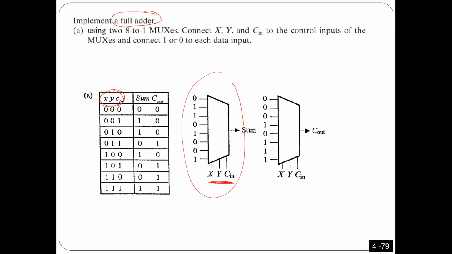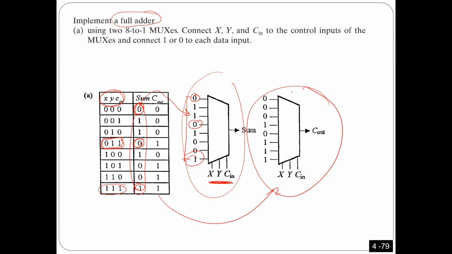Is that okay? And then, as you see here, I'm just going to copy this one and put it here. So when the input is 0, 0, 0, I want to get 0, so I'm going to put 0 here. When the input is 0, 0, 1, in this case I want to get 0. So I'm going to put 0, and so on. In the case of 1, 1, 1, I want to get 1, so I'm going to put 1 on this one. Okay. Same thing for the carry here.